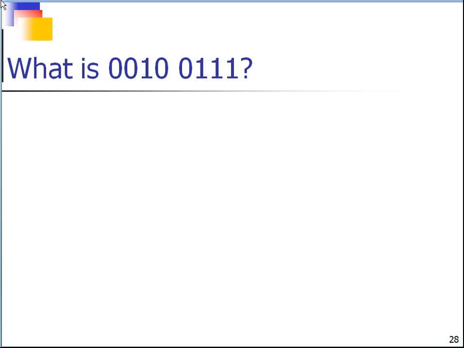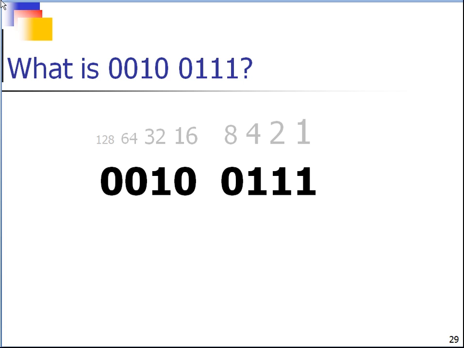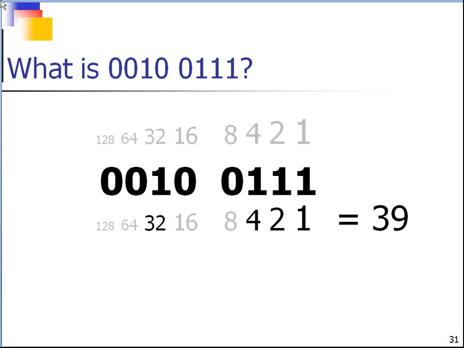Let's figure out what this particular binary number is. So if I have my different place values up there to prompt me, I see that it is 32 plus 4 plus 2 plus 1, which is 39.